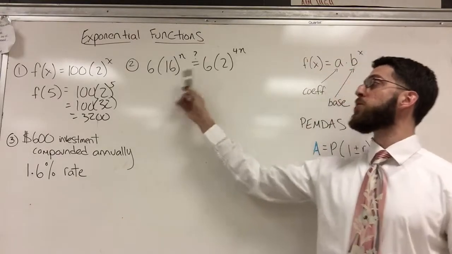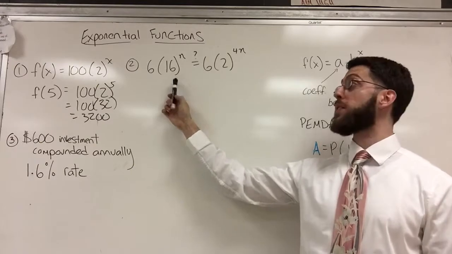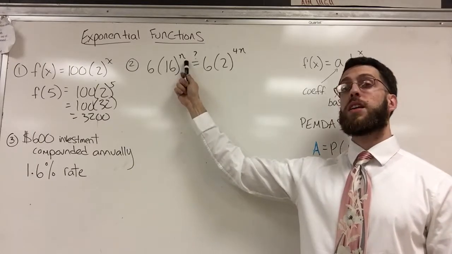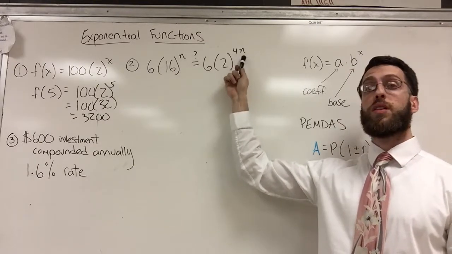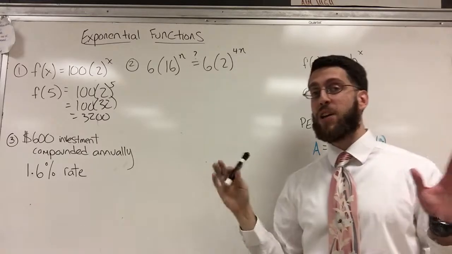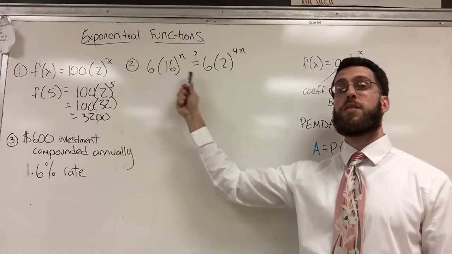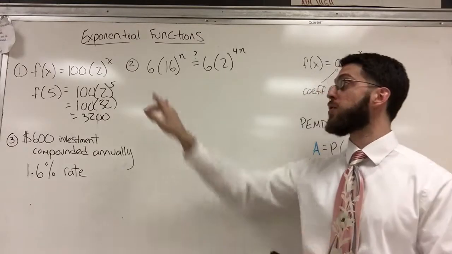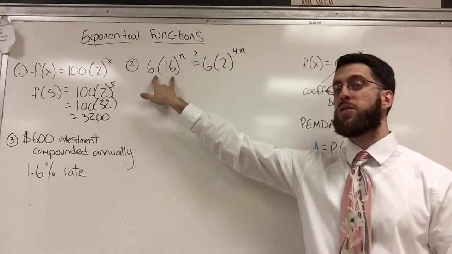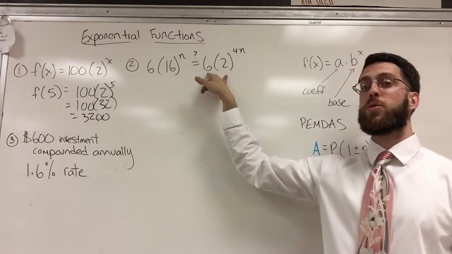They might throw some weird, tricky stuff at you like this. Is 6 times 16 to the n power the same as 6 times 2 to the 4 to the n power? I know it gets a little crazy, so take it piece by piece. First of all, the coefficients are the same. So don't make the mistake and try to multiply 6 times 16. There's no need to do that. There's no need to do 6 times 2 either.